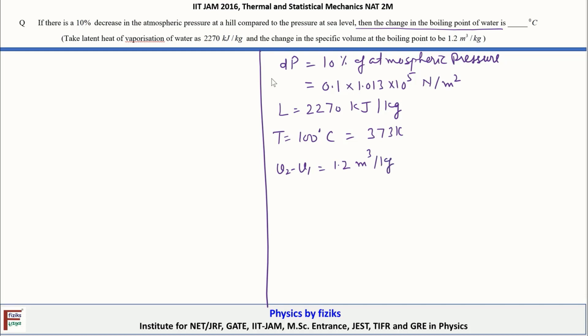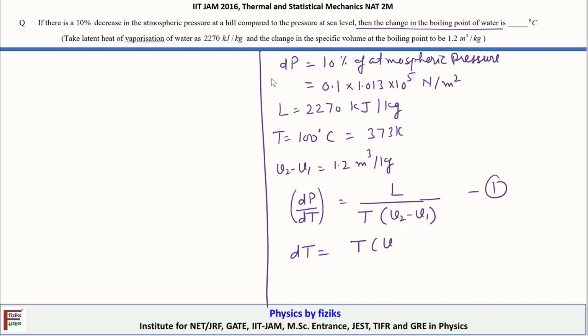Okay, so now let's write the Clausius-Clapeyron equation, which is dP by dT equal to L upon T multiplied by V2 minus V1. This is our equation number 1, and from here we can calculate the dT, because we are supposed to calculate the change in temperature. dT can be rewritten as T multiplied by the change in specific volume during the transition, then multiplied by dP and divided by the latent heat. Let's call this equation 2.